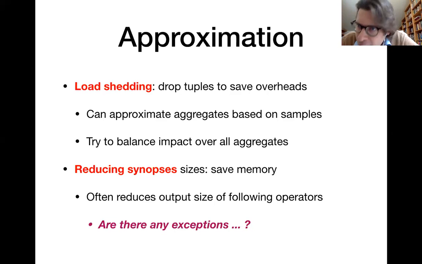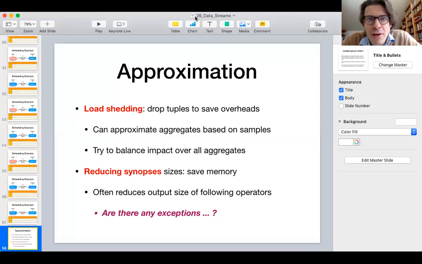There's a couple of exceptions to that. Can maybe anyone think of an exception? So when can it happen that by reducing the synopsis size, I might actually increase the amount of data that needs to be processed by following operators? If you have a suggestion, please put it into the chat.